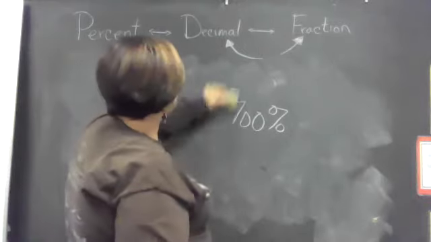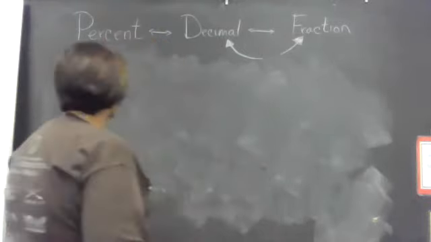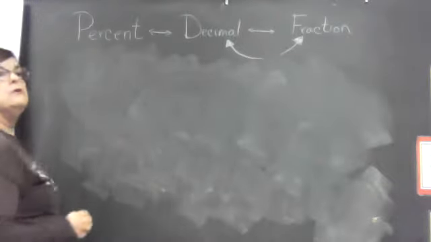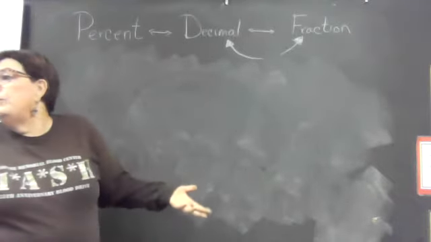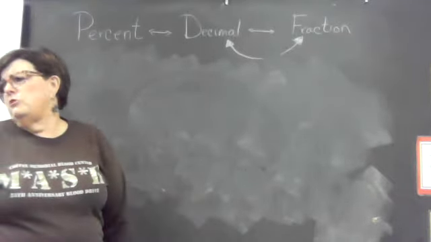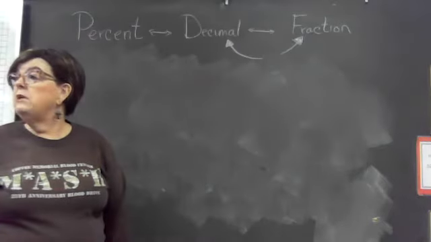Let's go percent to decimal. That was 700 point. Yes, but I didn't put the point there. If it's at the end, we just don't put it, but you can, and it doesn't make it wrong.